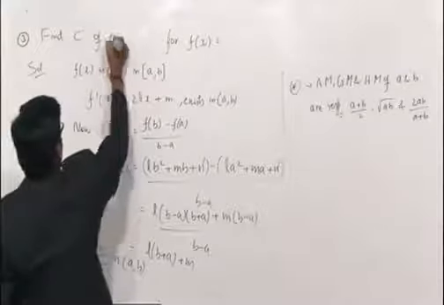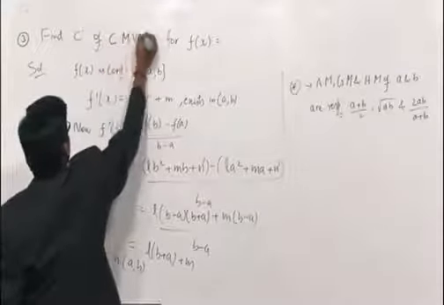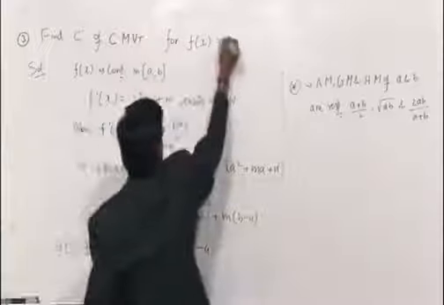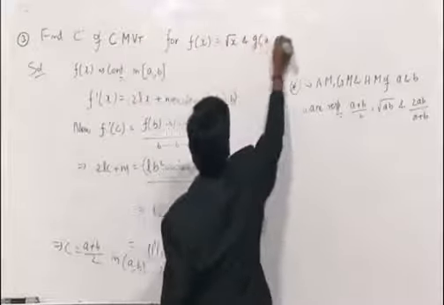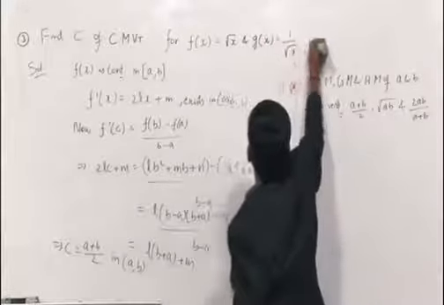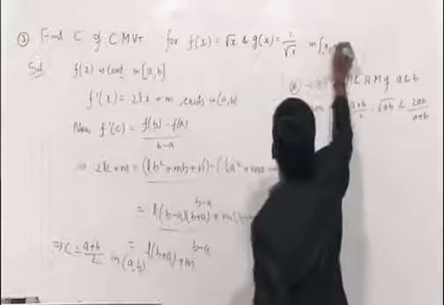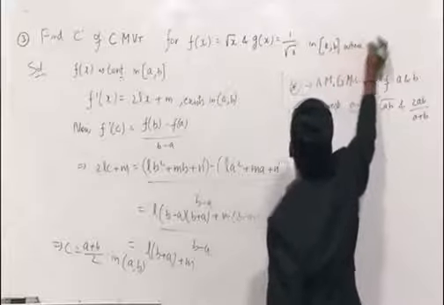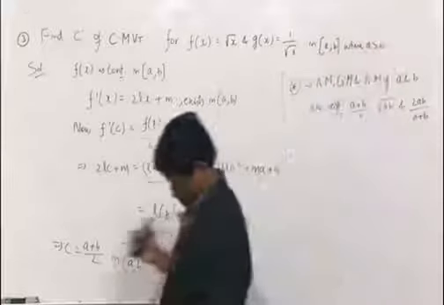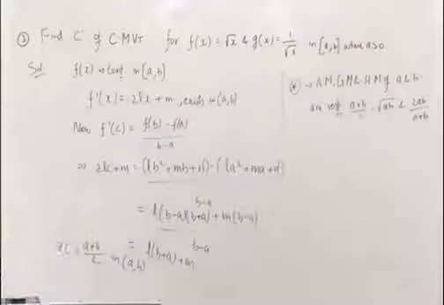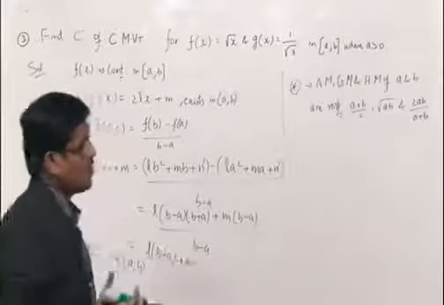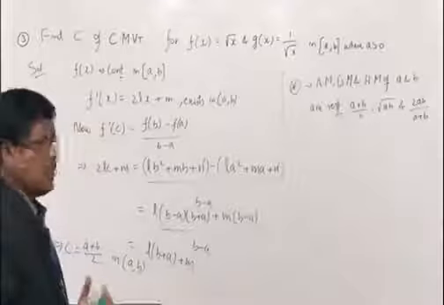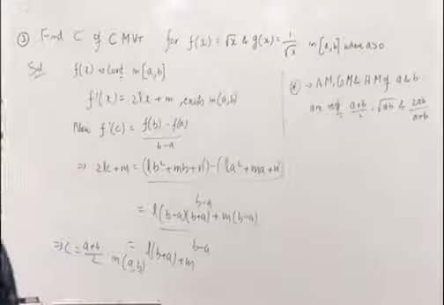Third problem, find C of Cauchy's mean value theorem for f(x) = √x and g(x) = 1/√x in the closed interval [a, b], where a > 0. That means the first value in the interval is greater than 0, and as we move to the right, every number increases in the interval.